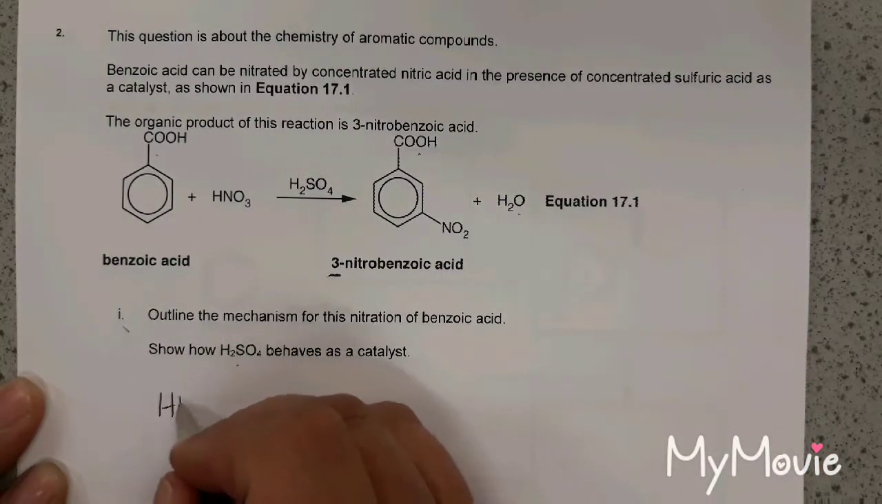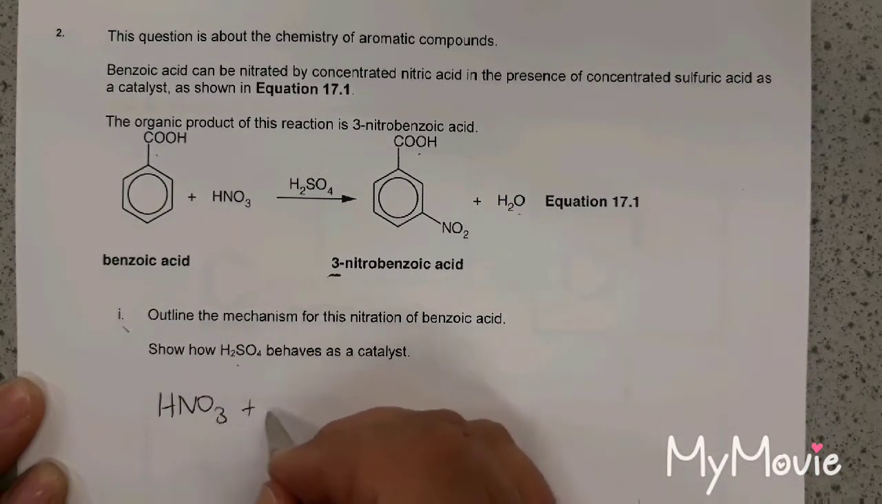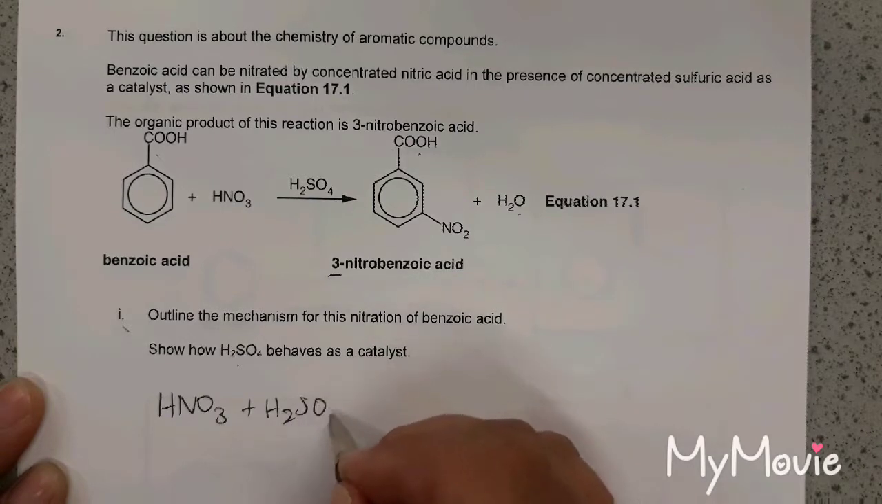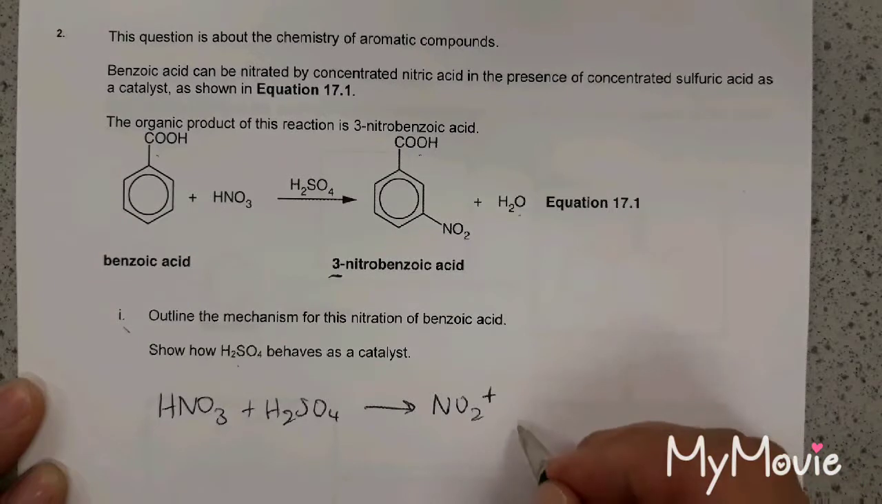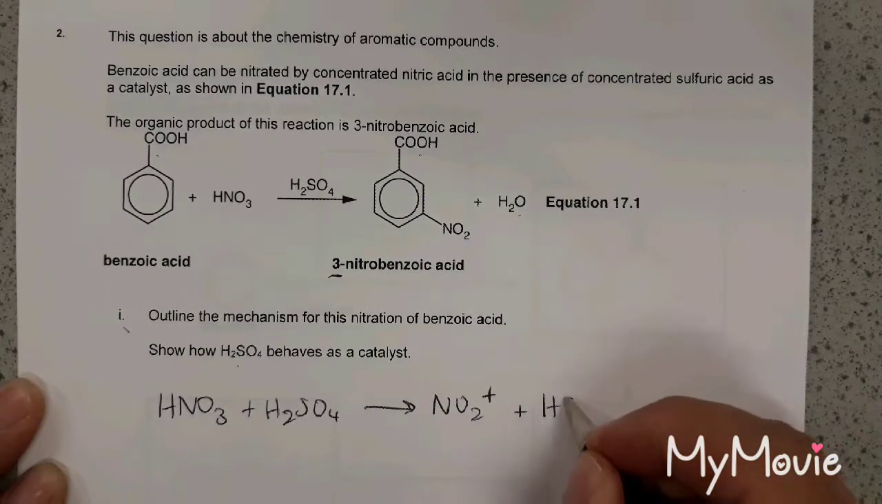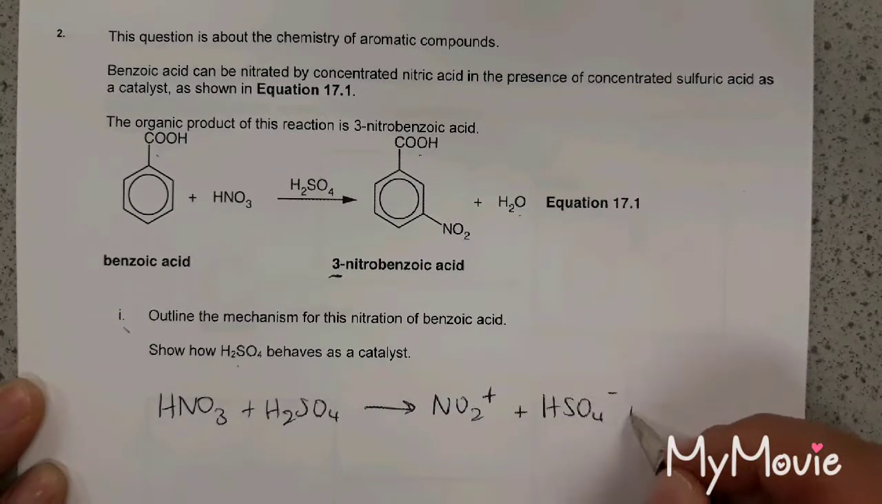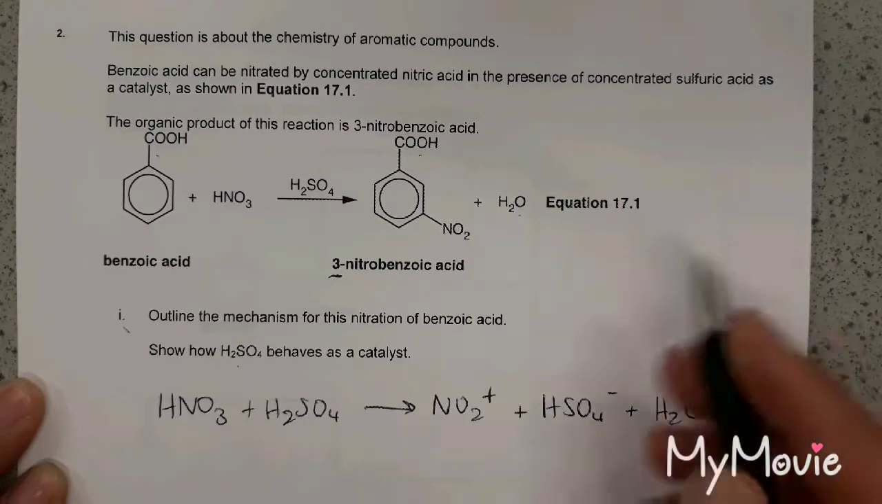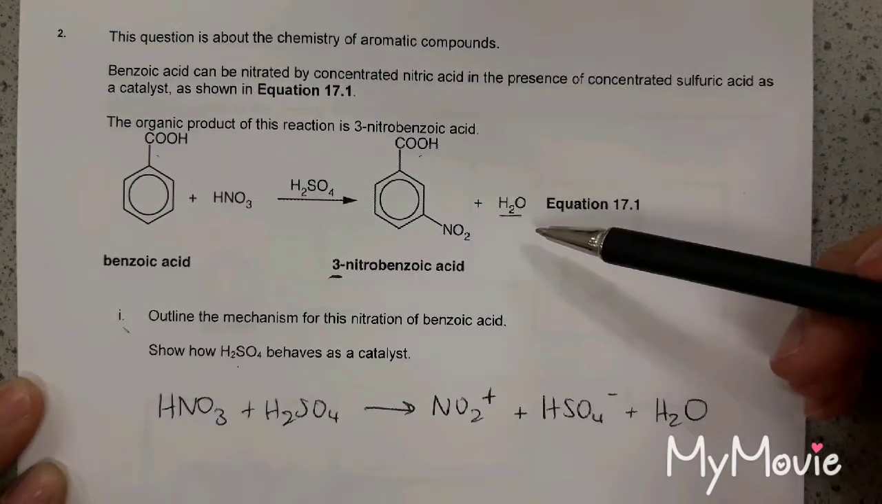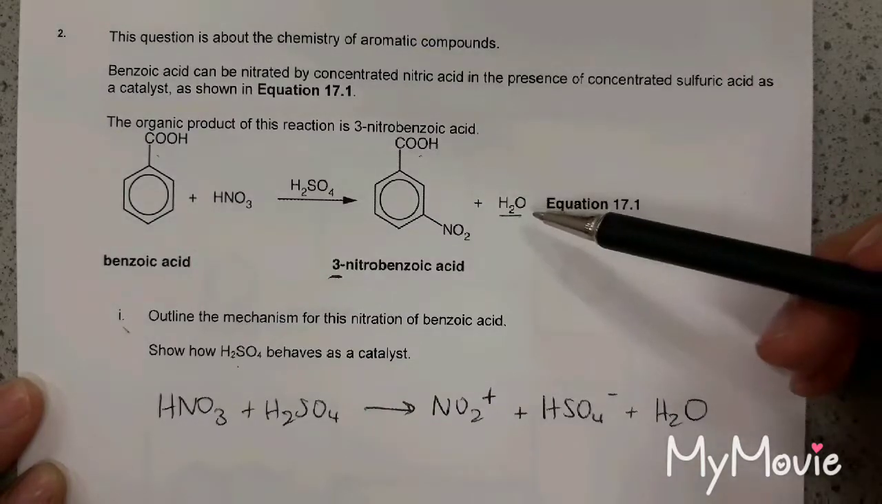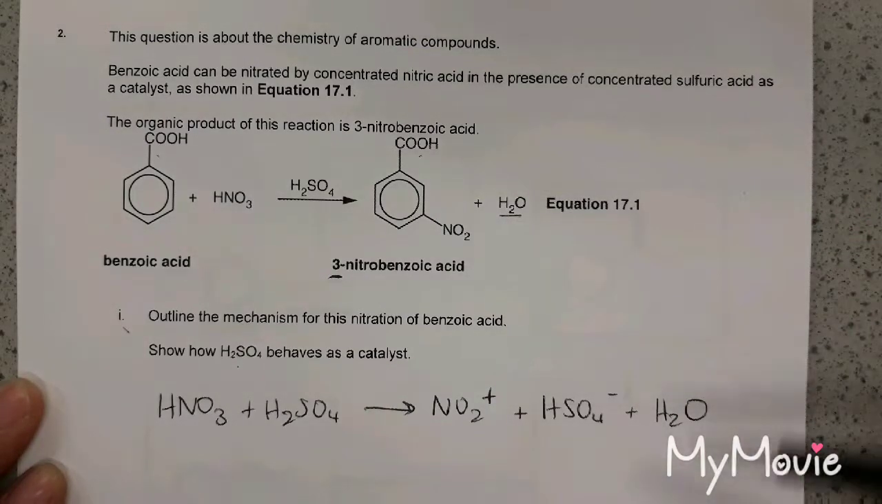We have concentrated nitric acid reacting with concentrated sulfuric acid, producing the NO2 plus nitronium ion, plus HSO4 minus, plus H2O. So your byproduct here is formed in the first equation. This is different to the halogenation mechanism where the byproduct is made at the end. Here, your water is being made at the top.